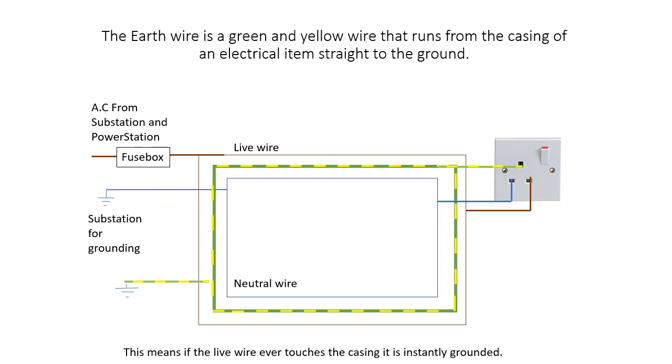The earth wire is a safety wire. It runs from the outer casing of an electrical object through the top pin of the plug socket and straight to the ground. This means if ever the live wire comes loose and makes contact with the outer casing of an electrical object, it is instantly grounded and should reduce the chance of somebody having an electric shock. This wire is coloured yellow and green.